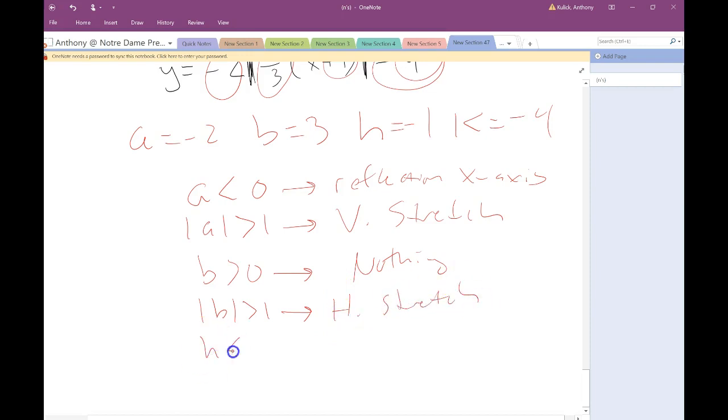And then I'll check the h value. That's negative, so that means we go left 1. And the k value is negative, so we're going to go down 4 units.